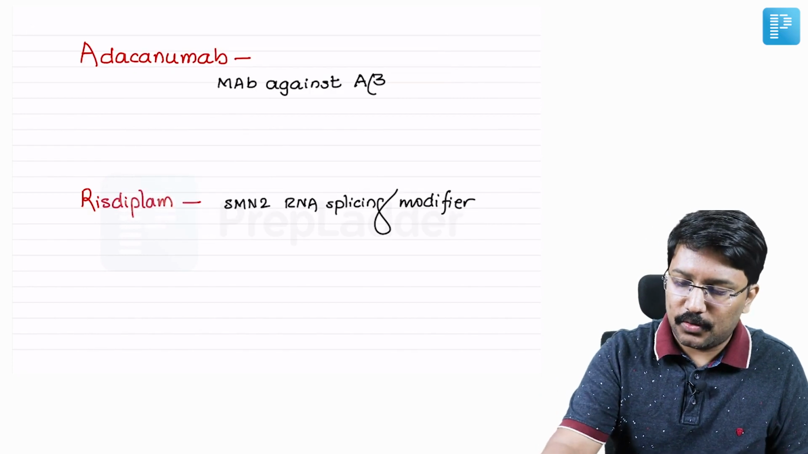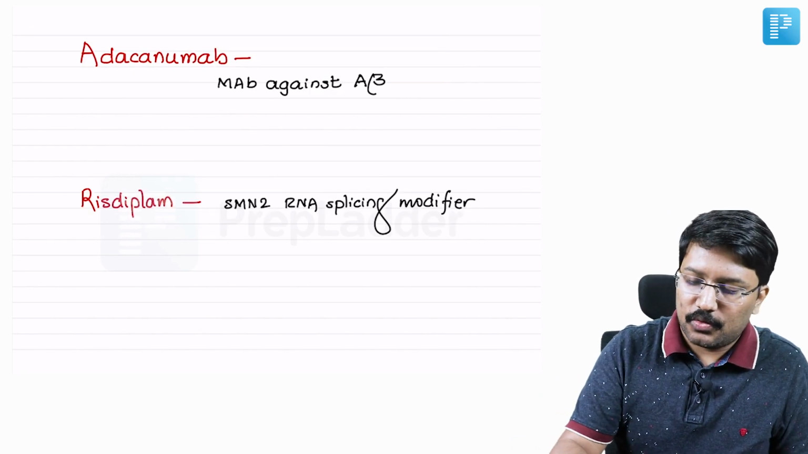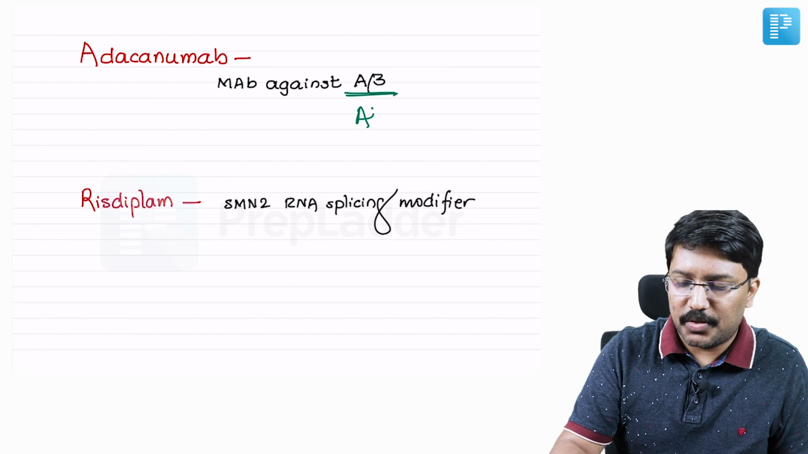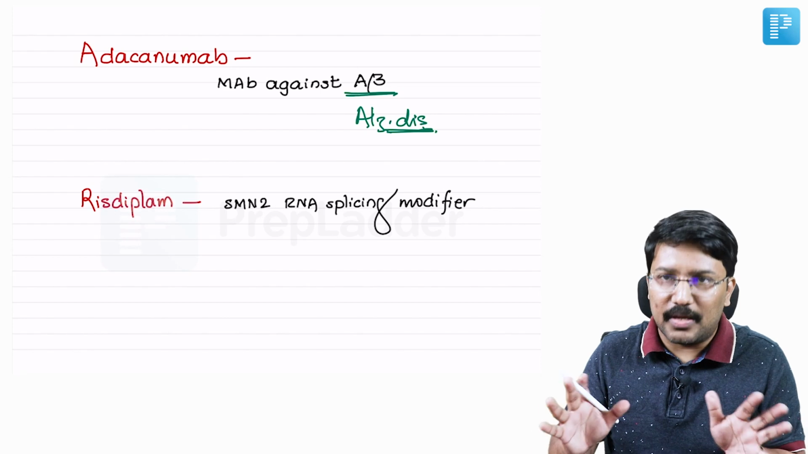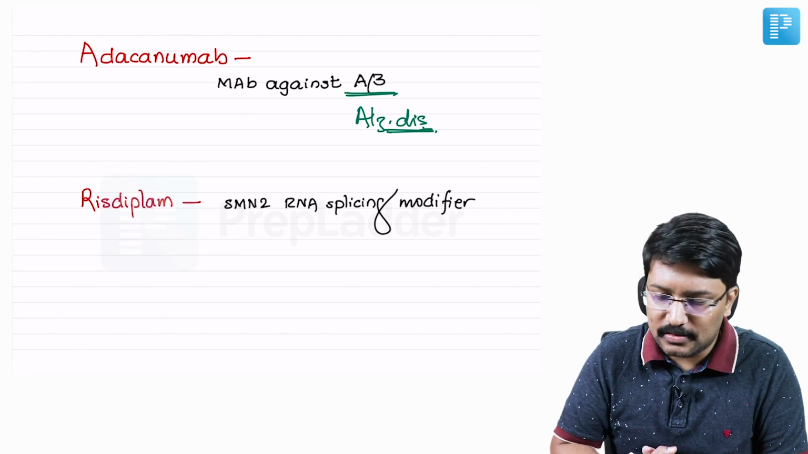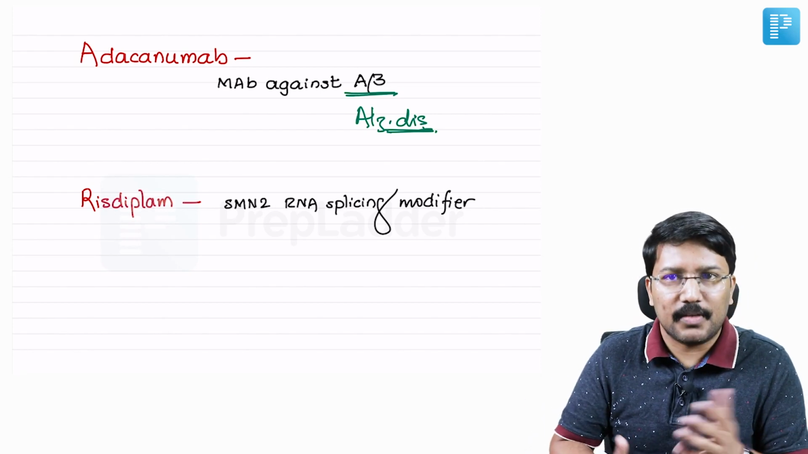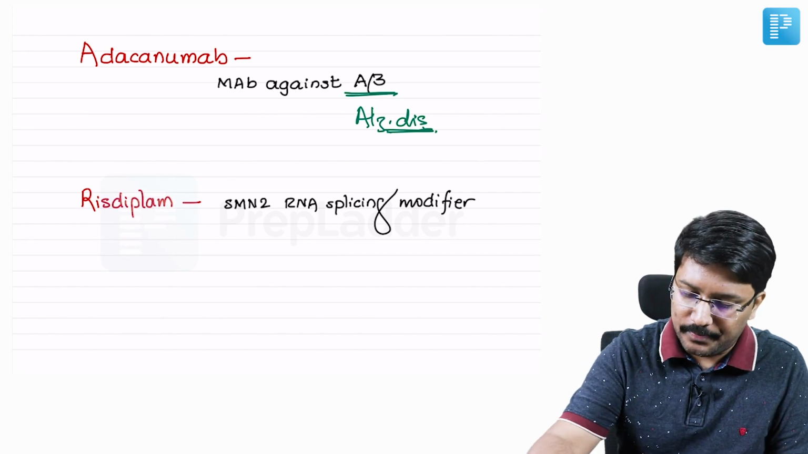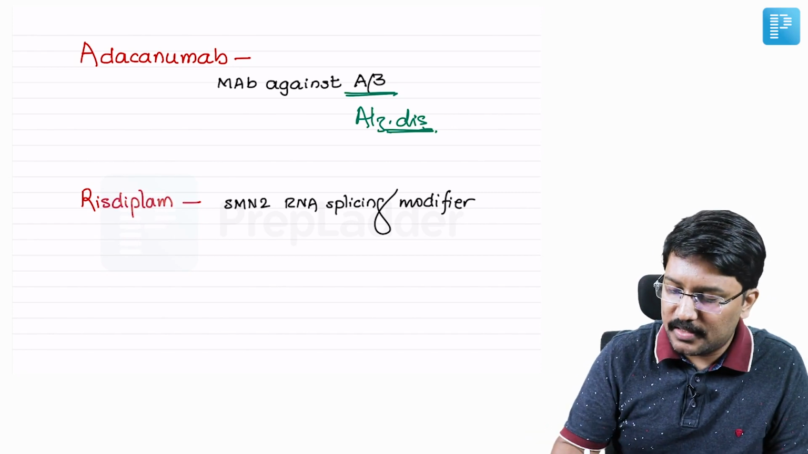Okay. So just for the record, adacanumab is a monoclonal antibody against A beta. So this is used in patients with Alzheimer's disease, right? Its long-term efficacy is being debated in practice circles because there were controversies with the FDA. I just told you about that, right? Okay. Now risdiplam is an RNA splicing modifier.